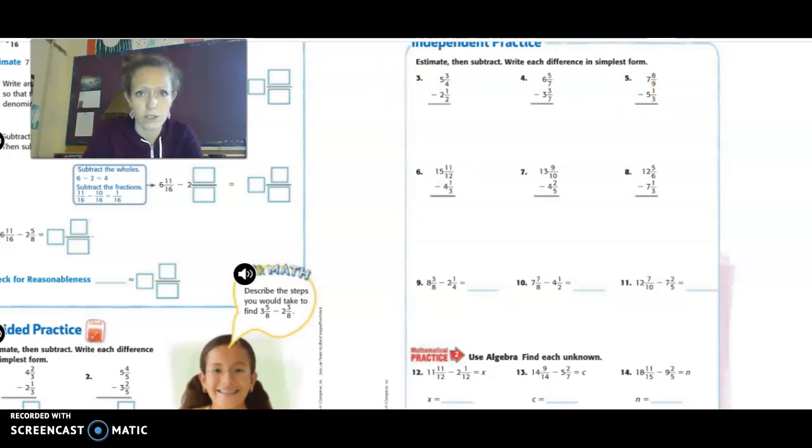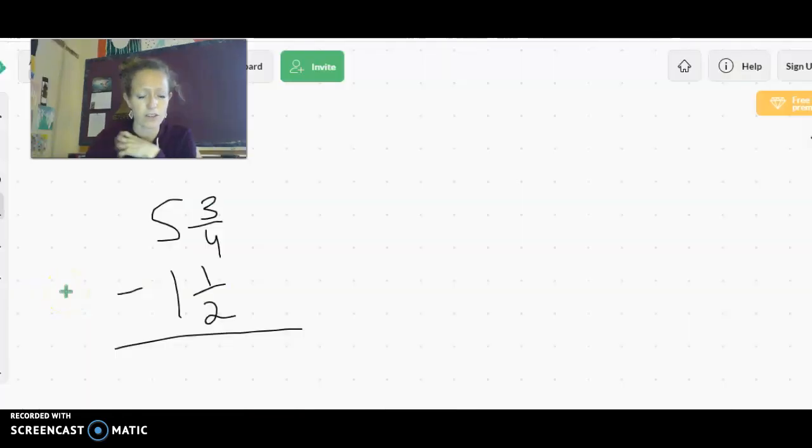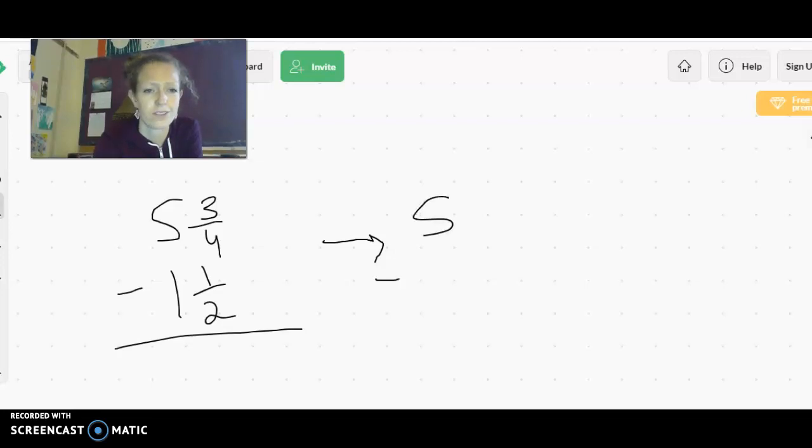Let's go ahead and go to our whiteboard. All right, so 5 3/4 minus 1 1/2. So, just like in the last one where we're adding, we're going to take 5 minus 1. Oh, sorry, 5 minus 1. 5 minus 1 equals 4. Beautiful. That's your first step.